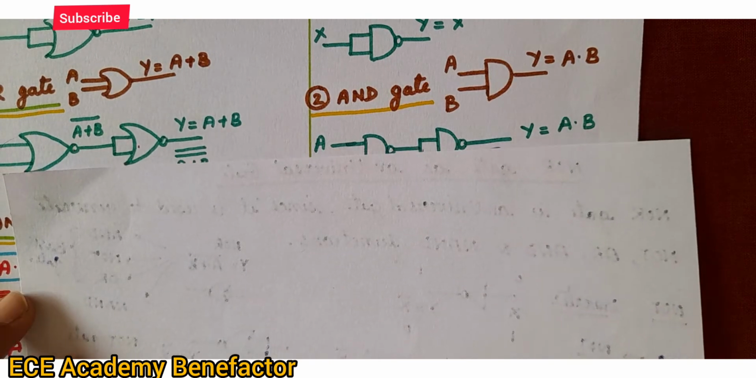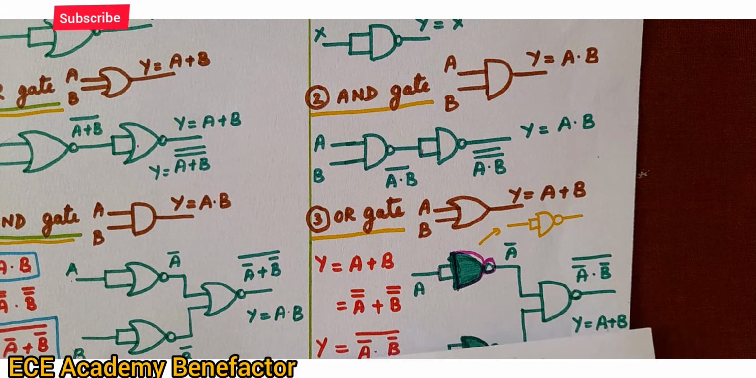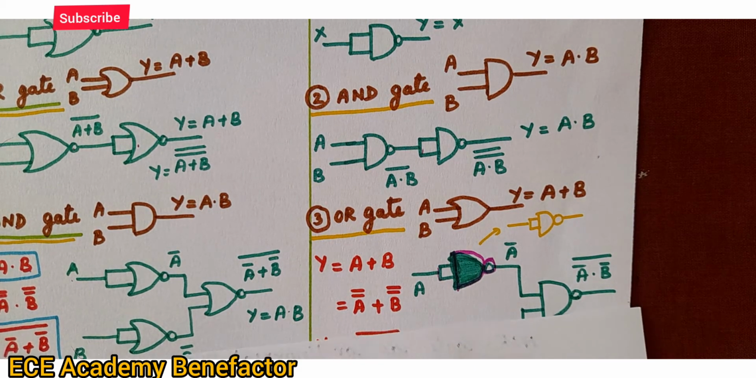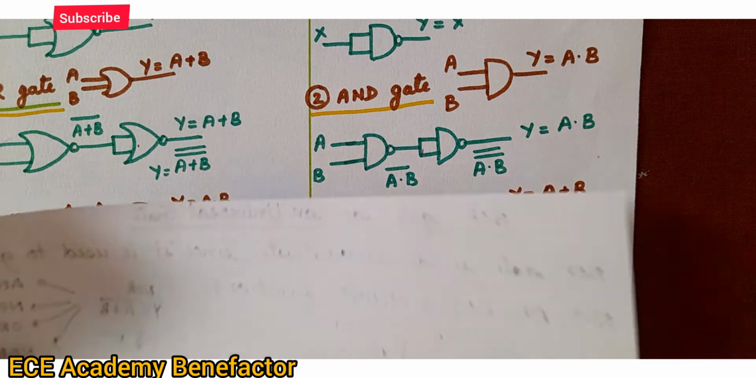What's a logic gate? A logic gate is a basic building block or basic element of a digital circuit or a digital system. How does it work? By taking the binary input, 0 or 1, processing it based on a logical function, and giving output in binary form.